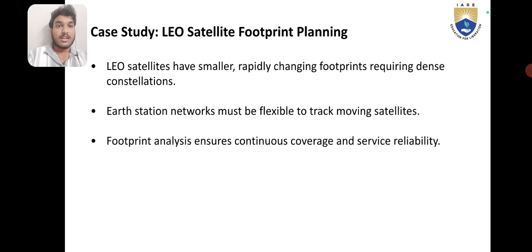Case study: LEO satellite footprint planning. LEO satellites have smaller, rapidly changing footprints requiring dense constellations. Earth station networks must be flexible to track moving satellites. Footprint analysis ensures continuous coverage and service reliability.